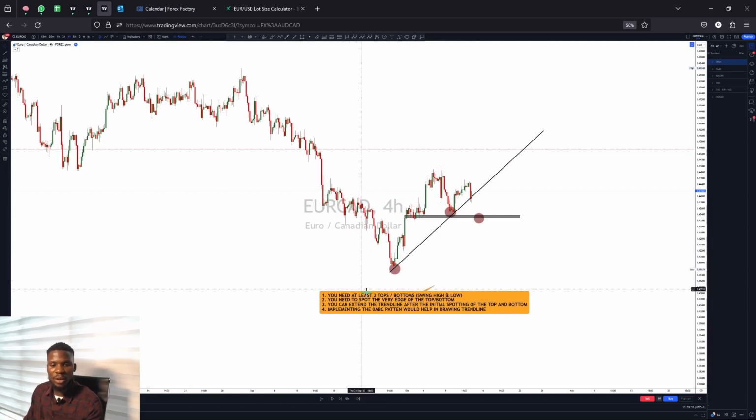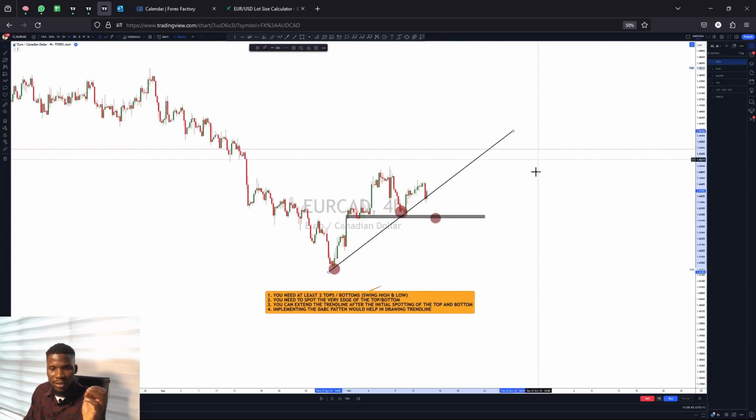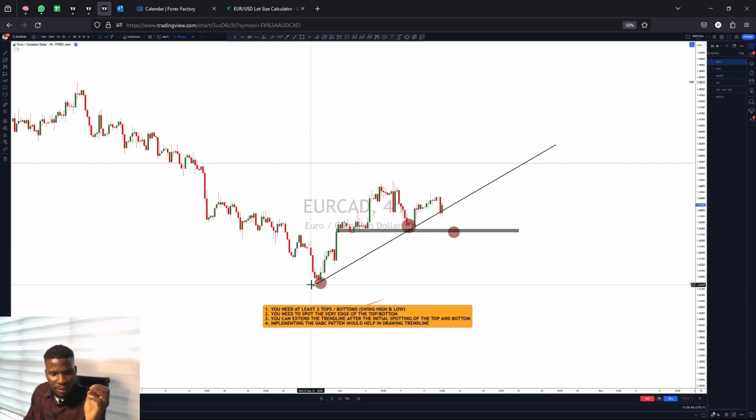The first thing is you need at least two tops and bottoms. We have two bottoms here, right? So that means rule number one is done. Number two, you need to spot the very edge of both. So as you can see right here, I'm spotting the very edge of both. Right here, the very edge, one, and then the very edge here as well. Okay, so everything is good here. We have two rules confirmed. You can extend the trend line after the initial spotting of the top and bottom.